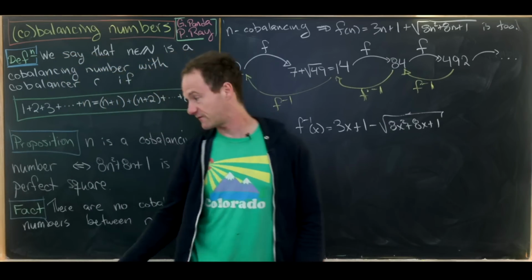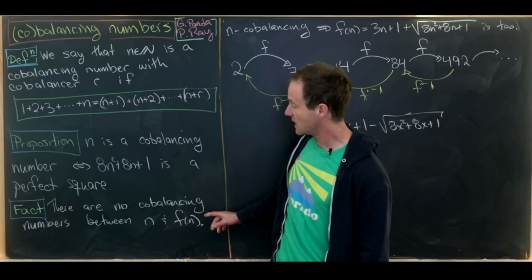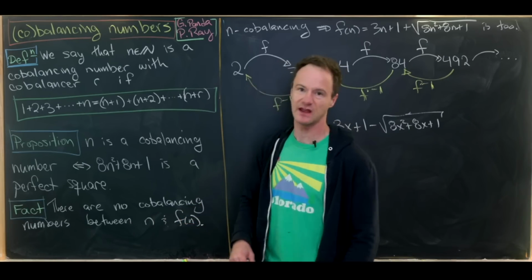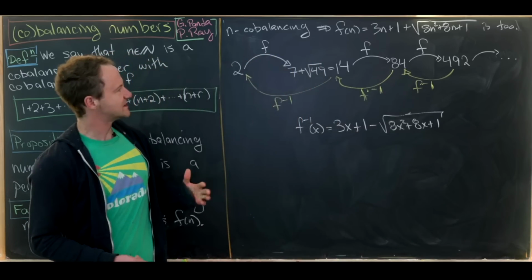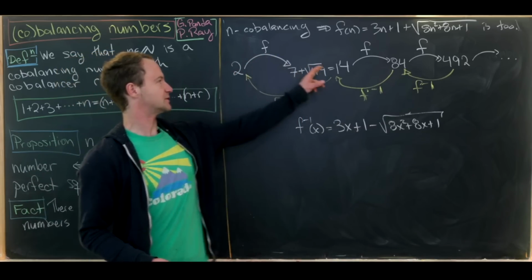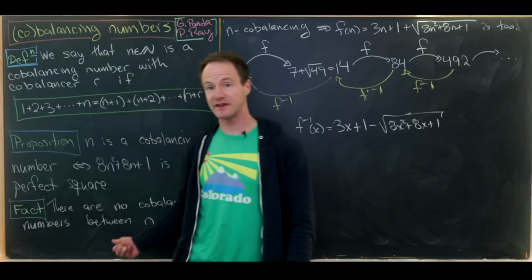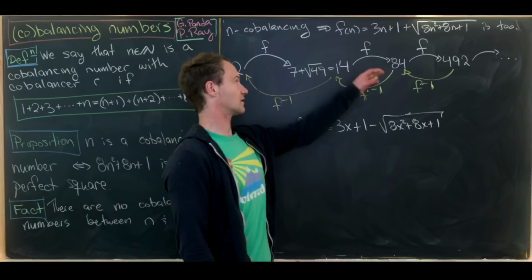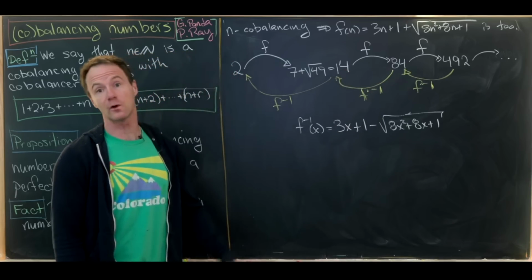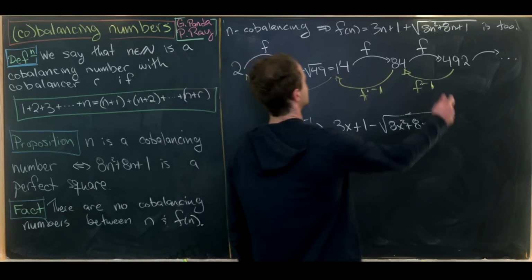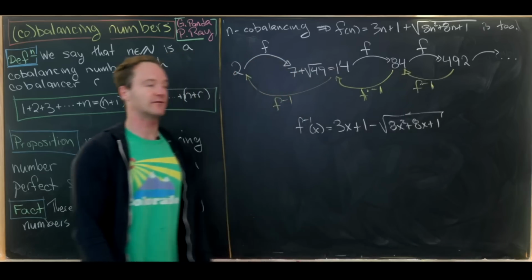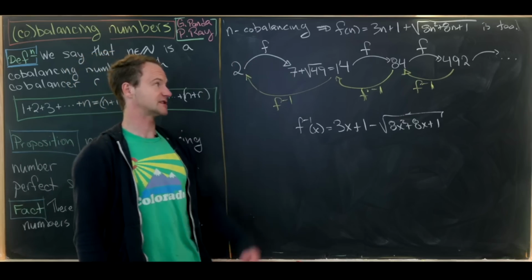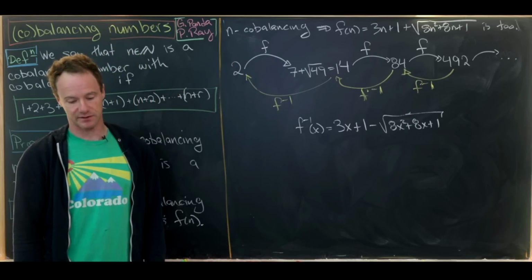Now I've got the following fact which is super important, and that is that there are no co-balancing numbers between n and f of n, and we won't prove this. But what does this mean? Well, there are a bunch of numbers between 2 and 14, but by this fact, none of them are co-balancing numbers. Furthermore, there are lots of numbers between 14 and 84, but none of them are co-balancing numbers. There are lots of numbers between 84 and 492, but again, none of them are co-balancing numbers. So this allows us to generate all of the co-balancing numbers.